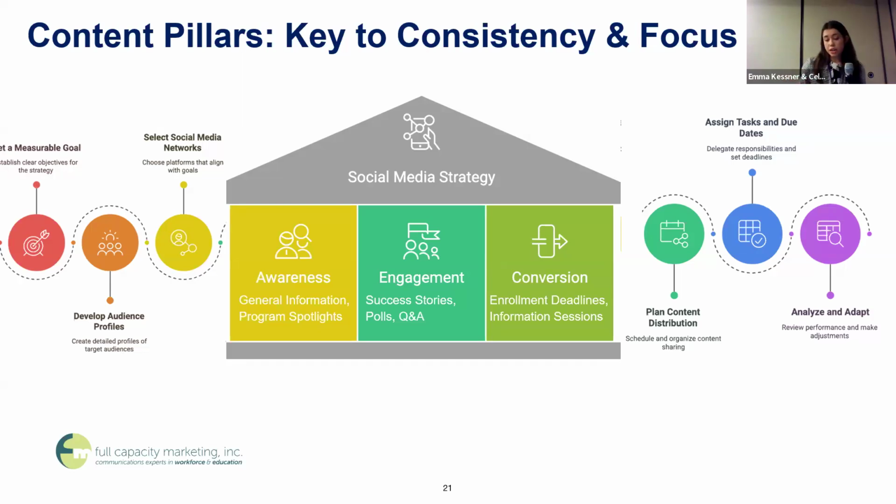What we recommend is rotating through these content pillars when you're planning a week's worth of content, or a month's worth of content. So you're showing awareness about general information about your organization and your programs, then also showcasing success stories and maybe some frequently asked questions. That's the engagement part of it. And then conversion: we have an information session coming up, make sure you register, don't forget our enrollment starts this week, or enrollment is ending. Those kinds of reminders, where we really want people to click. That's that third content pillar.